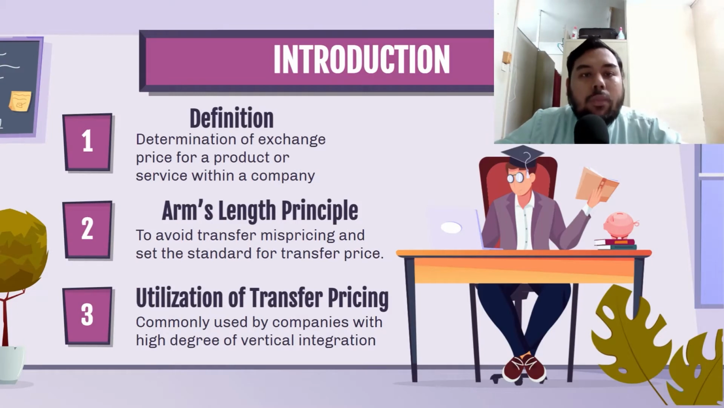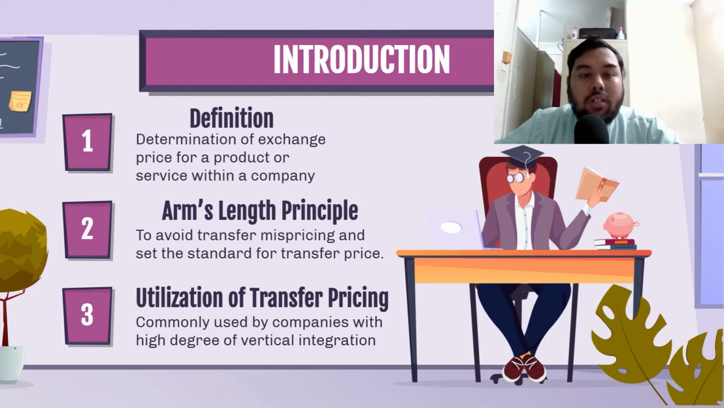For the introduction part, it is divided into three things, which are definitions, arm's length principles, and utilization of this transfer pricing. In textbook, transfer pricing is the determination of an exchange price for a product or service when different business units within a firm exchange it, and the product can be final product sold to outside customers or intermediate products provided to other internal units.